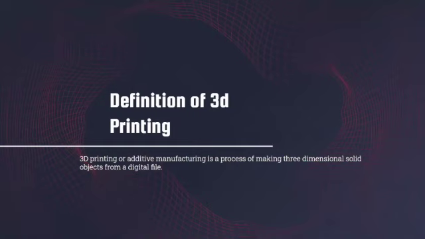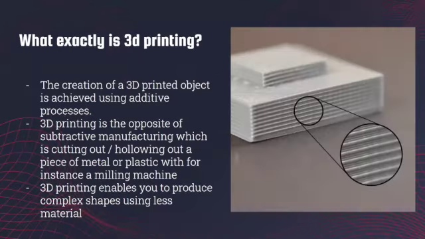At its most basic, 3D printing is a manufacturing process in which material is laid down like toothpaste, layer by layer, to form a three-dimensional object. As you can see in this picture, the layers are very tiny, and that's how 3D printers make the stuff.